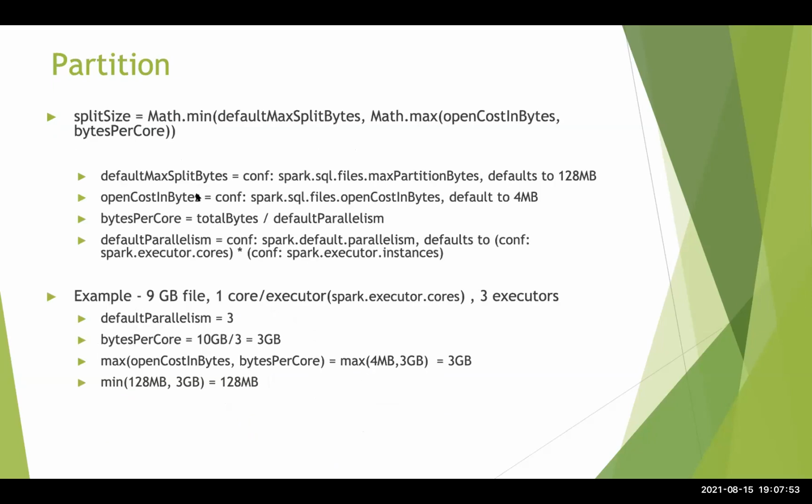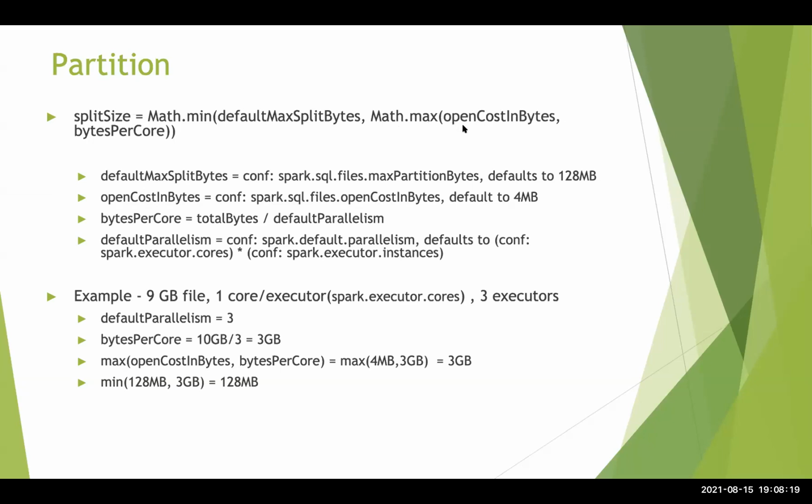But let's go through this anyway. The split size, if any of you have come from a MapReduce background, you will understand what split size is. In Spark terms, you can assume one split size is one partition, if it helps to understand. So one partition, which is one split size, is equal to the minimum of these two. What is the first one? Default max split size, which defaults to 128 MB. And what is the second one?